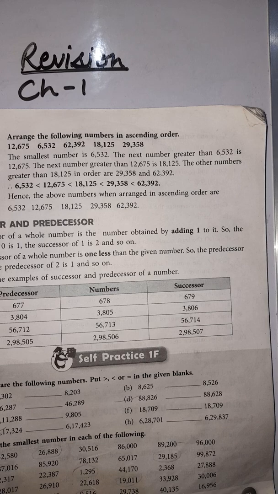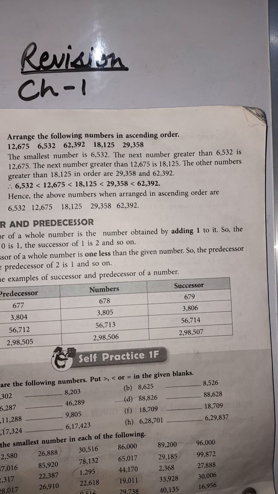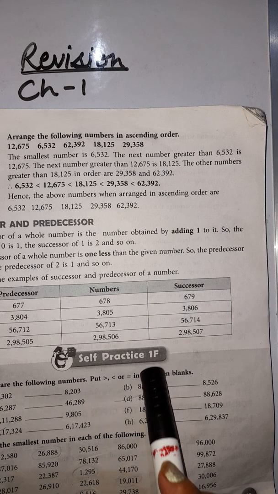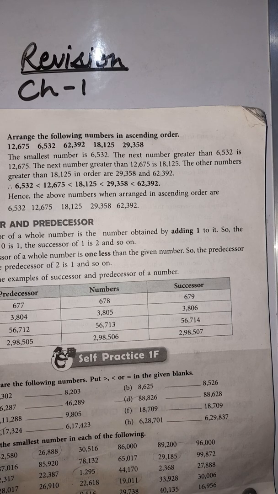As you know, we are revising the syllabus, and in the last video we revised chapter number 1, numeration. We had learnt about number names, writing in numerals, expanded form and compact form, place value and face value of large numbers: 4-digit numbers, 5-digit numbers, and 6-digit numbers. So today we'll revise exercise 1F, comparing the numbers, and ascending and descending orders.